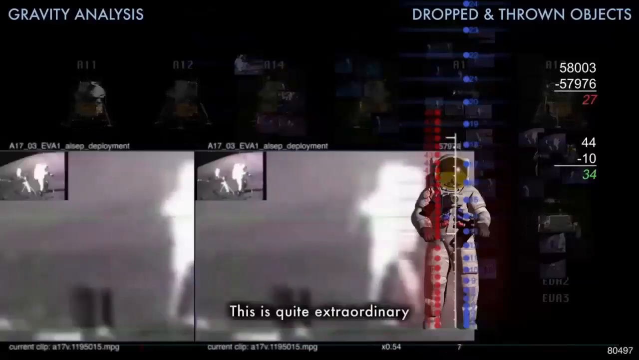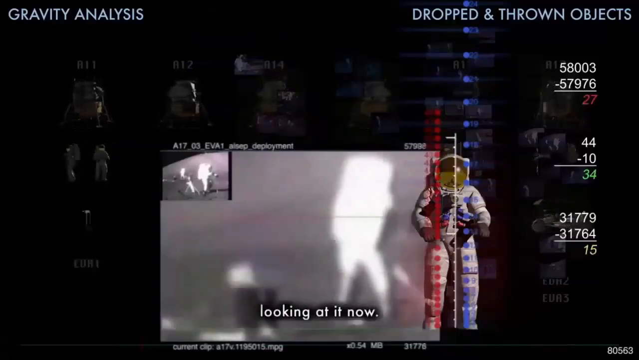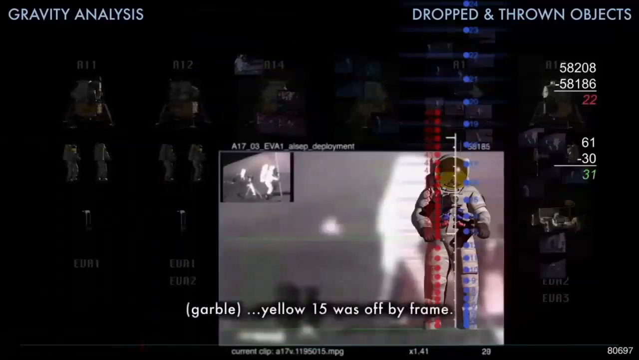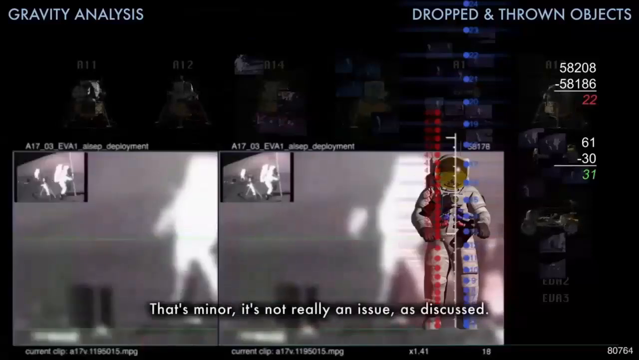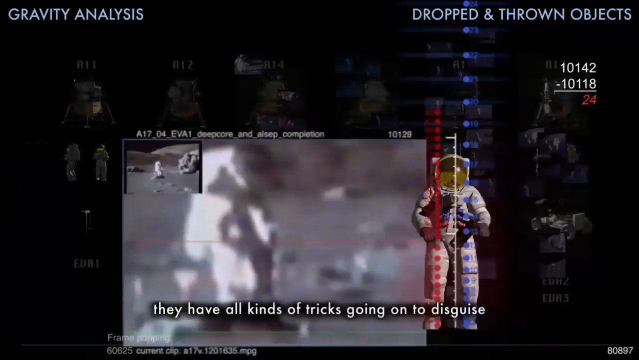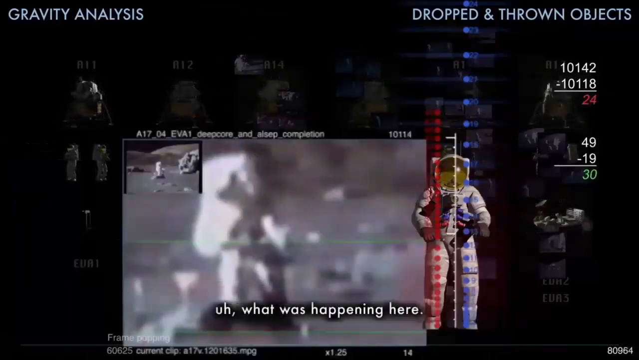This is quite extraordinary, looking at it now. I missed that one. Yellow 15 was off. That's minor. It's not really an issue as discussed. It's frame dropping. They had all kinds of tricks going on to disguise what was happening here.